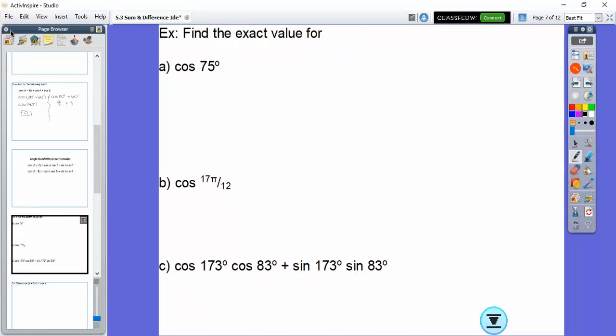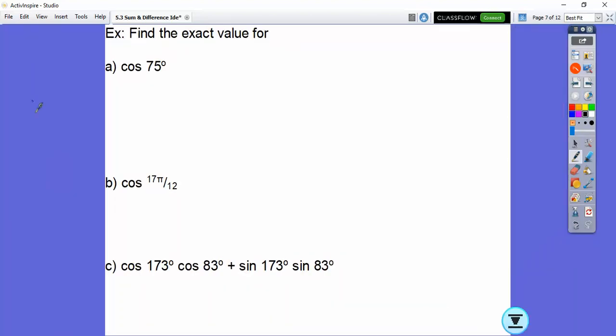So now we're doing examples in your notebooks. If I ask for the exact value of cosine of 75 degrees, exact value means in terms of radicals, not the decimal that our calculator would give us. So we do not know 75. That is not an angle that we memorize. But we can break it up.